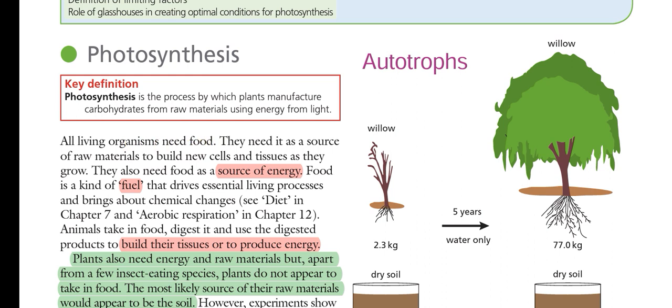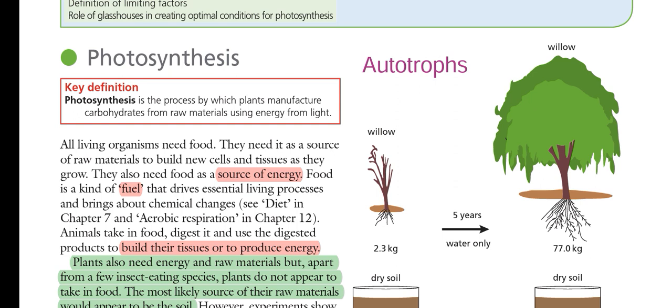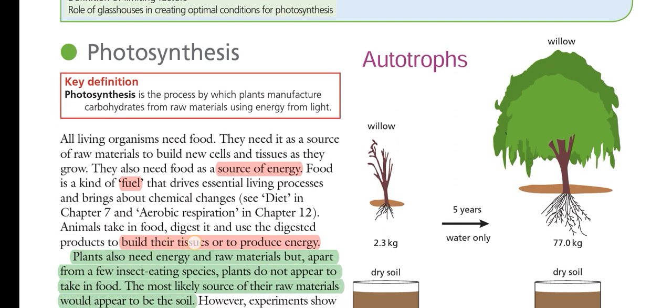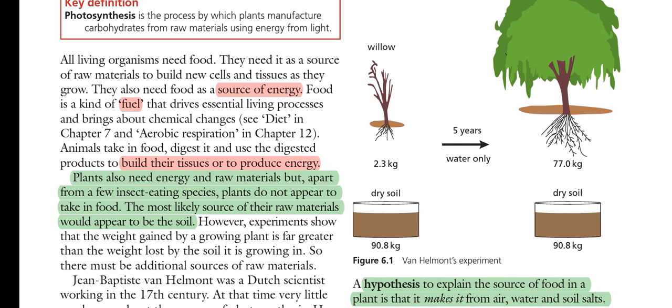All living organisms need food. They need it as a source of raw material to build new cells and tissues as they grow. They also need food as a source of energy. Food is a kind of fuel that drives essential living processes and brings about chemical changes. Animals take in food, digest it, and use the digested food products to build their tissues or to produce energy. So this is the importance of the photosynthesis that takes place in plants.